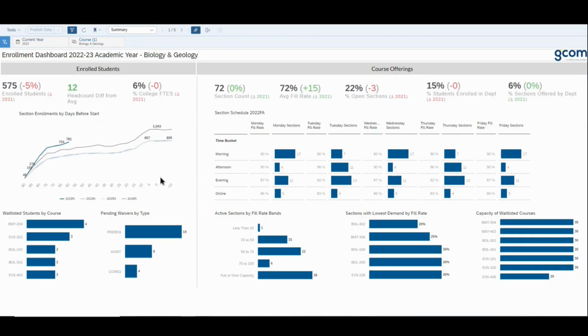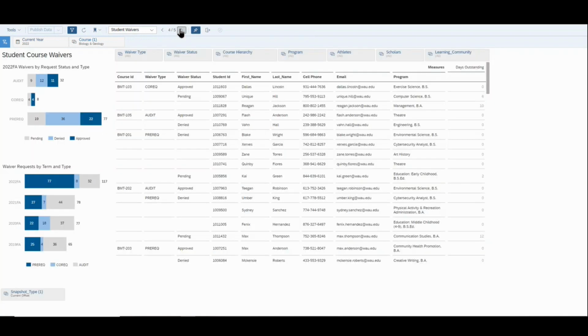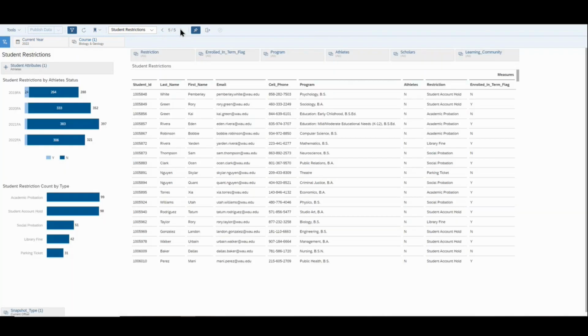Focusing on student enrollment, the chair can view details necessary to manage students on a section waitlist on the Student Details page. They can also focus on enrollment for students in their degree programs or other special populations using the filters provided on the Student Details page. Or they can navigate to the Section Waivers page to respond to pending requests, or use the Student Restrictions page to monitor barriers to enrollment for students in their program.